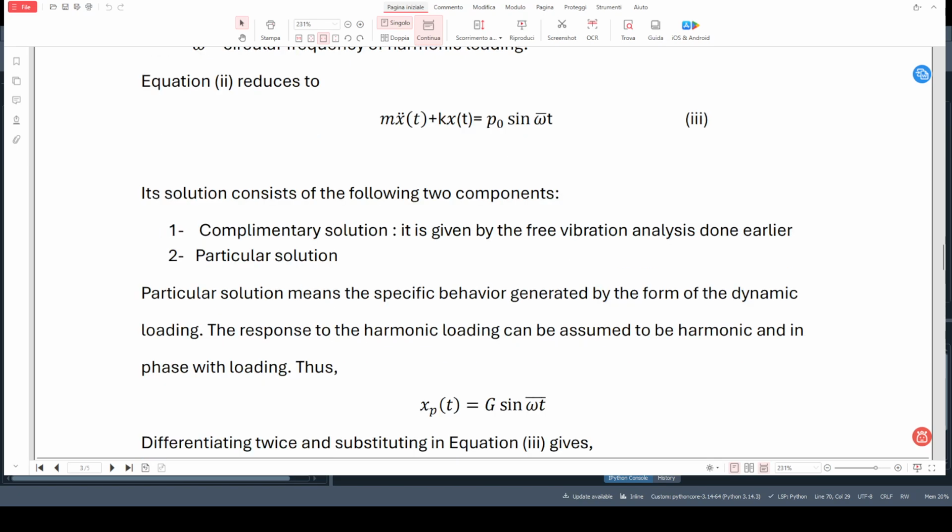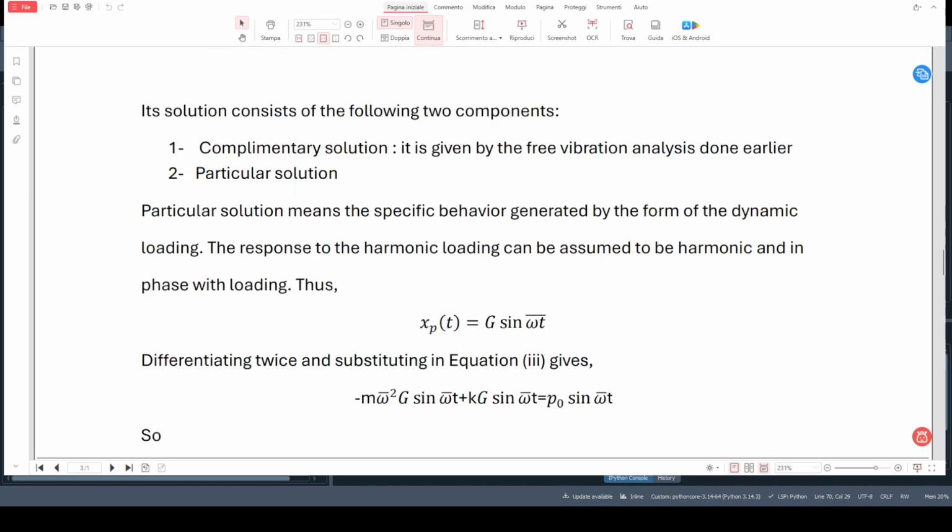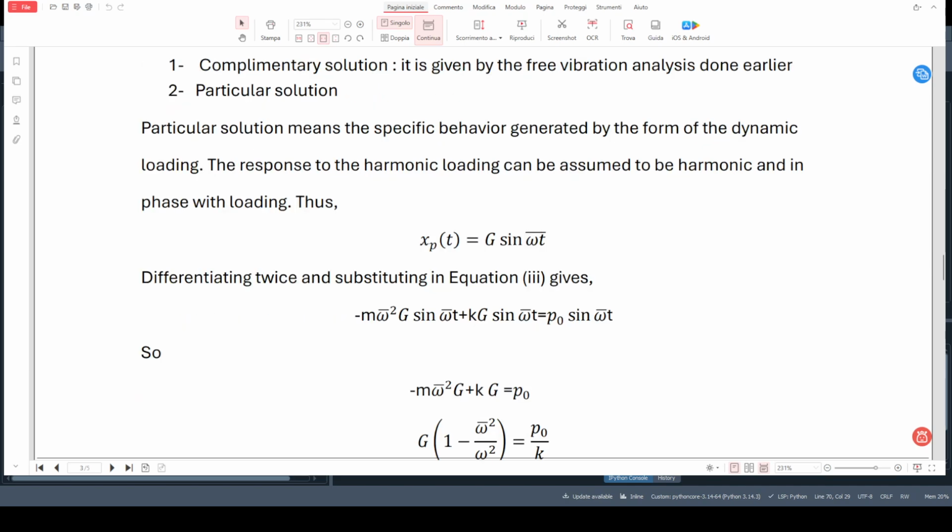Its solution consists of two components: the complementary solution, which we saw in the last video, and the particular solution. Now we study the particular solution. The particular solution means the specific behavior generated by the form of the dynamic load. The response to harmonic loading can be assumed to be harmonic, in phase with this loading. So x_p(t) is equal to G sin(omega bar t).